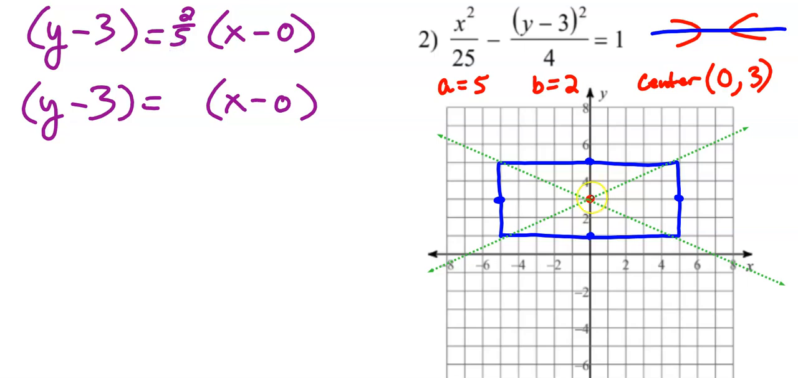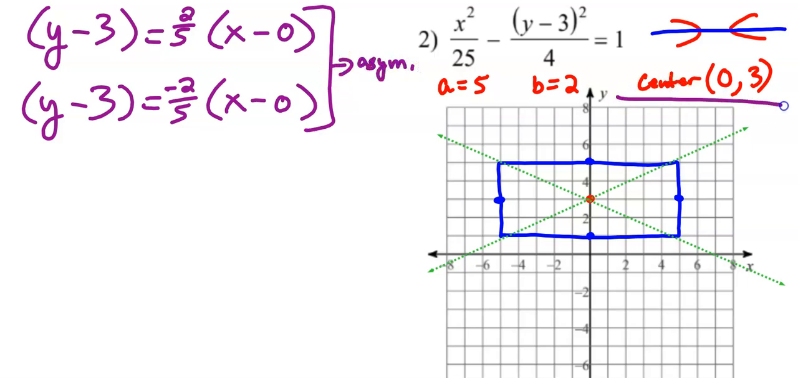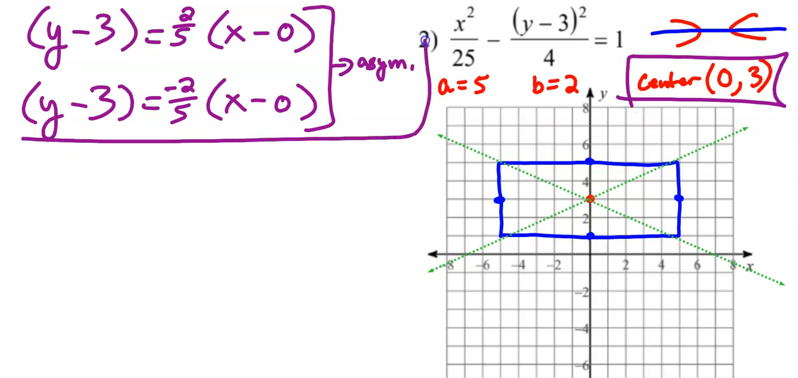There's your slope. For the slope of the other asymptote, you're going to be falling 2 and running 5. So fall 2 is negative 2 and run 5. There's the equations for the asymptotes. So we have our center and we have our asymptotes. Now let's find our vertices and our foci.